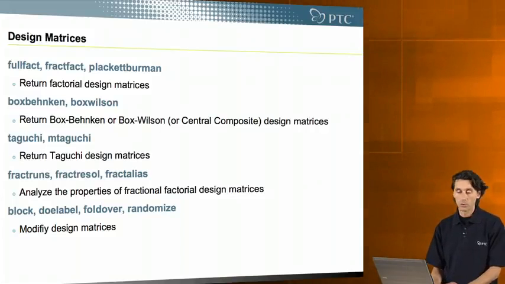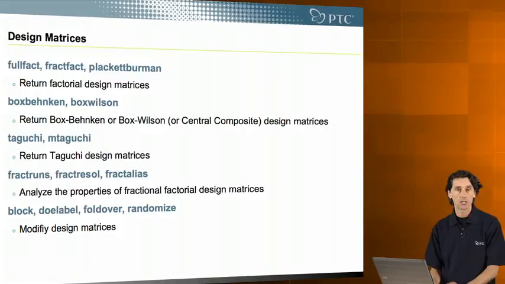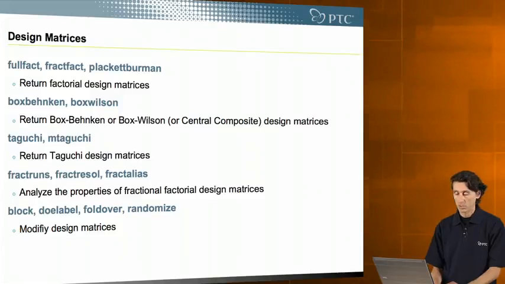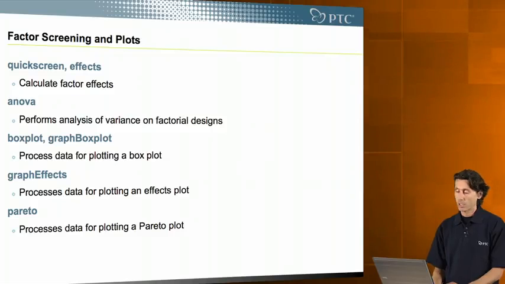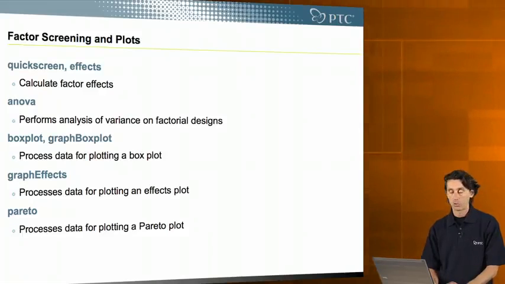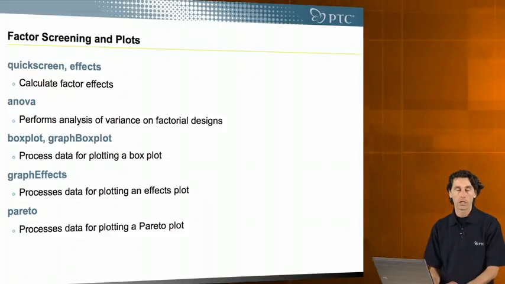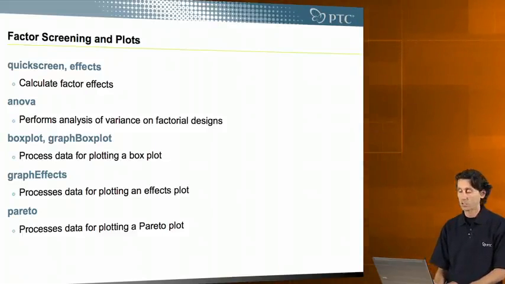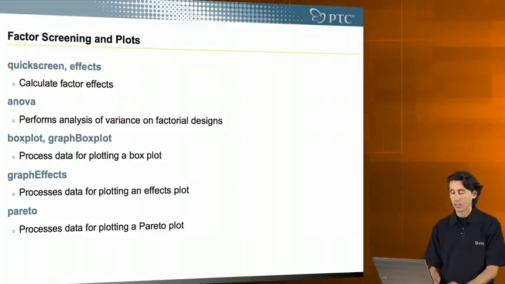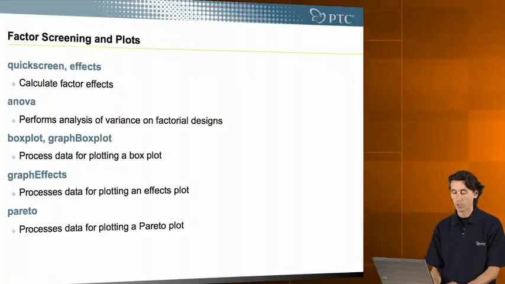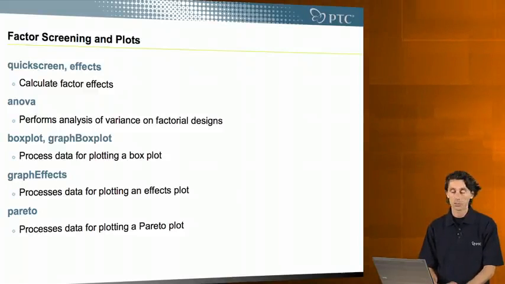Just a quick overview: support for factorial design matrices, Box-Wilson, Box-Behnken, Taguchi designs, functions for screening the factors as well as modifying design matrices. For factor screening and plots, again, there are a number of functions to support that: a quick screen that gives you a quick overview of how certain factors affect the process outcome, ANOVA, analysis of variance, and plots to visualize your results, such as box plots, effects plots and Pareto plots.